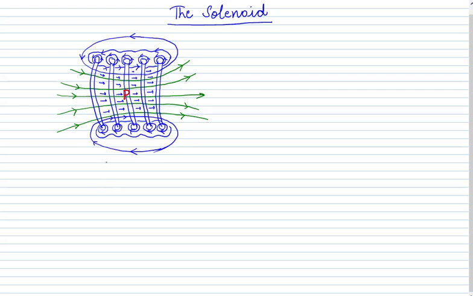And for any point outside, say Q is any outer point outside the solenoid, the field is very weak and along the axis of the solenoid. So the field outside the solenoid approaches 0.